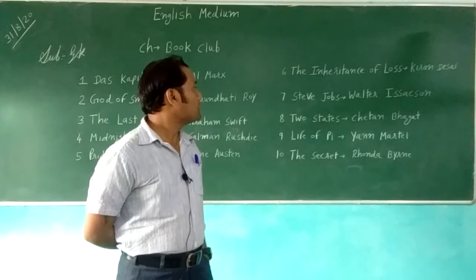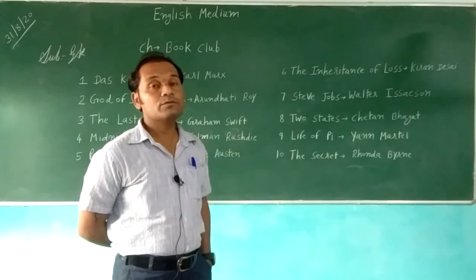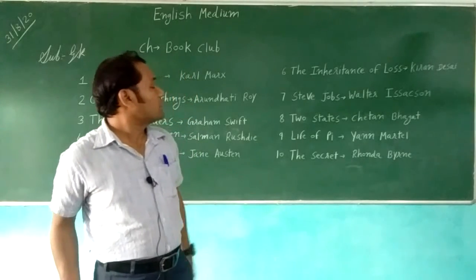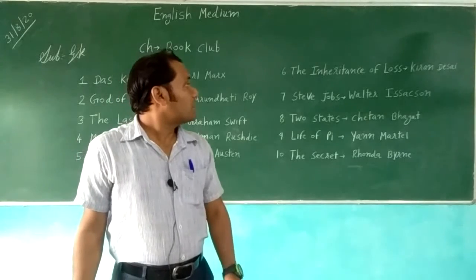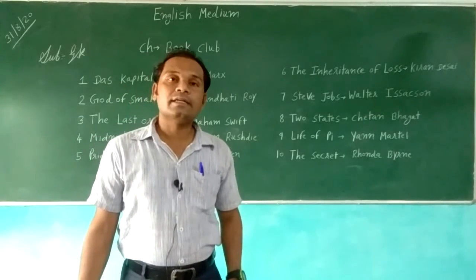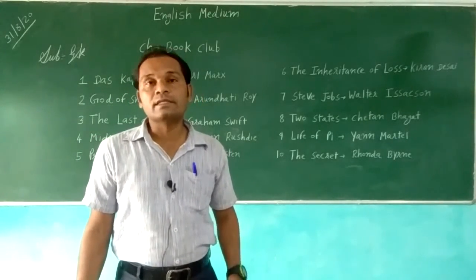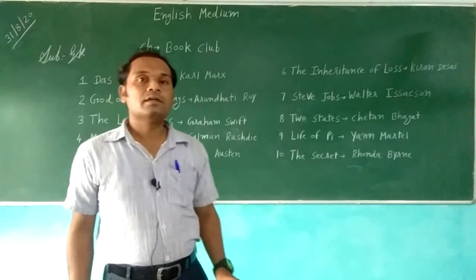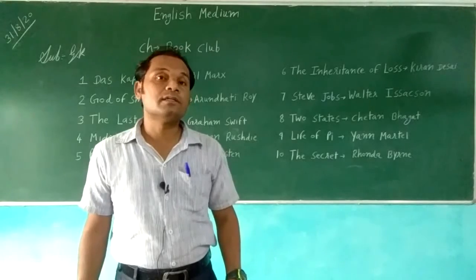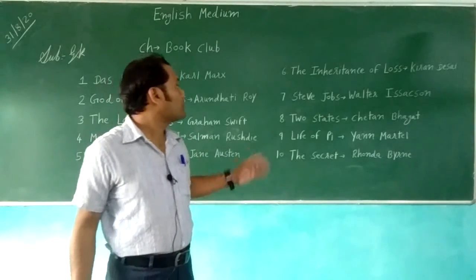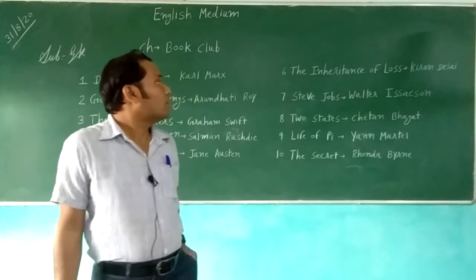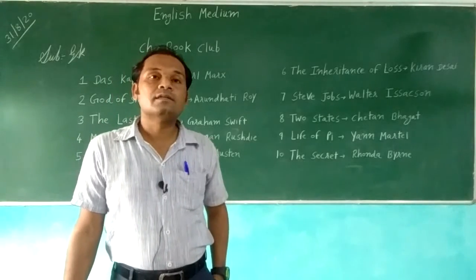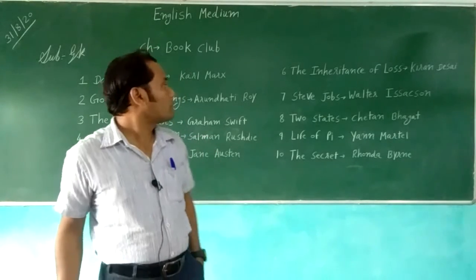Seven, Steve Jobs. The Steve Jobs book is written by Walter Isaacson, an English writer. He mentioned many things and described all the details of his life in this book. So Walter Isaacson is the writer of that book.